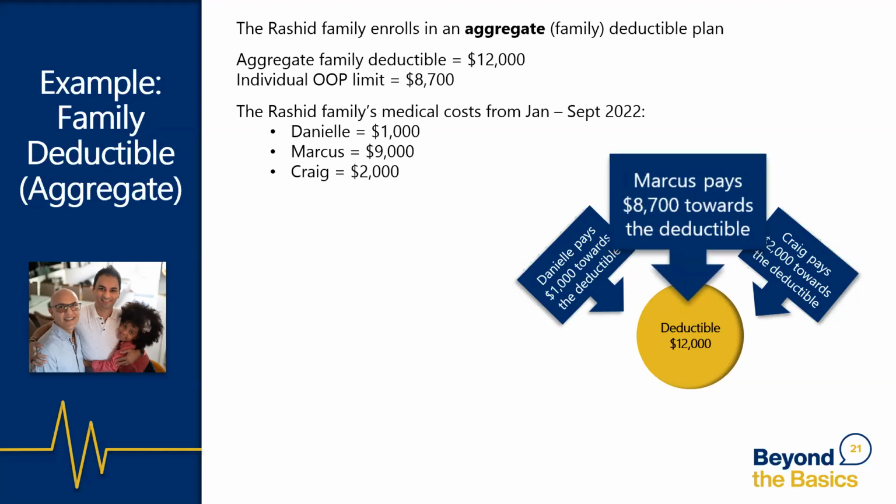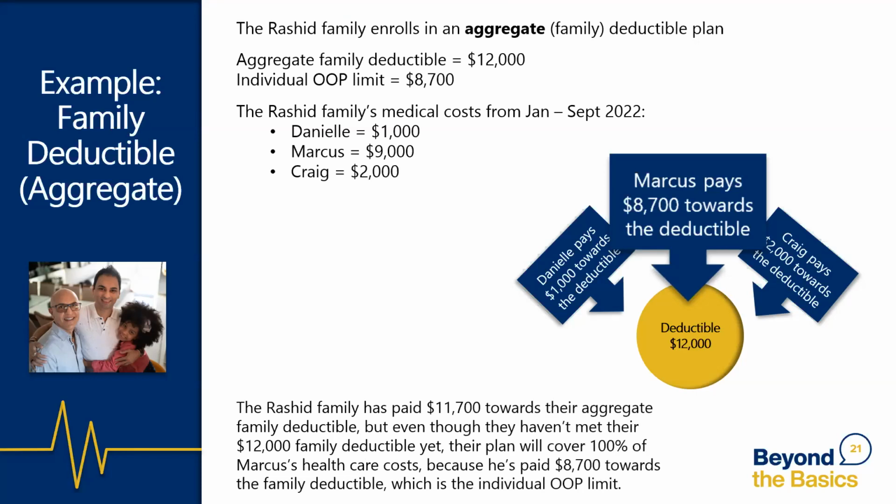In an aggregate family plan, the Rashid family would have to pay almost all of the costs for healthcare services they received so far out of pocket, totaling $11,700, which would go towards the family deductible. Now, the reason the family doesn't have to pay the full $9,000 for services Marcus received is because the individual out-of-pocket limit is $8,700, which means that even though they wouldn't have met their family deductible yet, the plan will begin covering 100% of Marcus's healthcare costs moving forward because he will have met the individual out-of-pocket limit for the year.